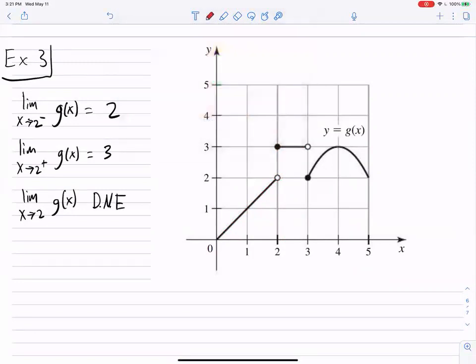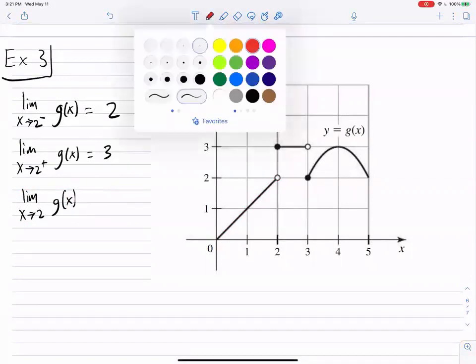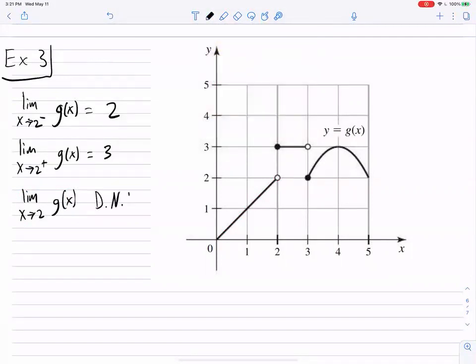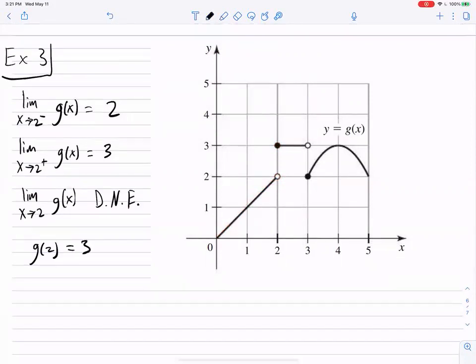By the way, kind of an aside, we don't do this. We don't say the limit as x approaches 2 of g of x equals does not exist. We just say the limit does not exist. So don't put that in there. I'm going to erase it so you don't even think about it. We just say the limit does not exist. What about the function value? The function value at 2 is not there because there's a hole there, but it's filled in right there. And so right there, the function value g of 2 is actually 3.